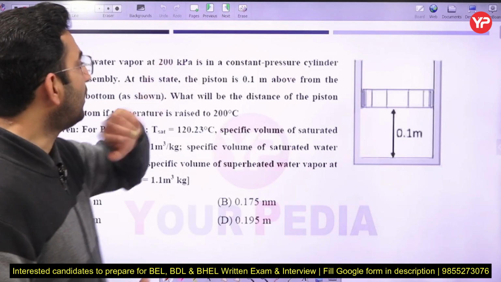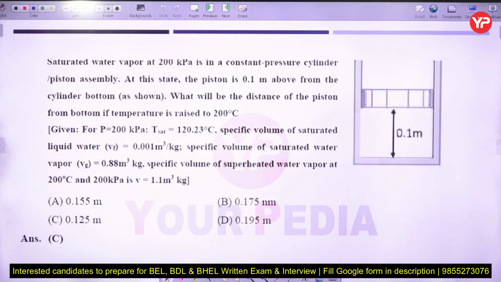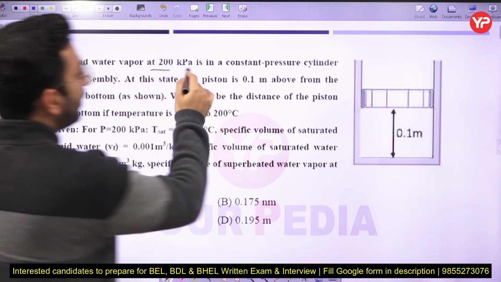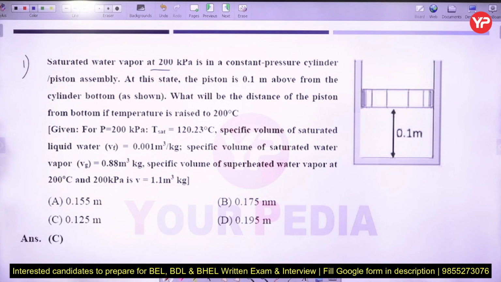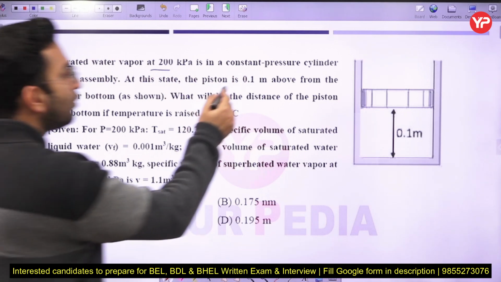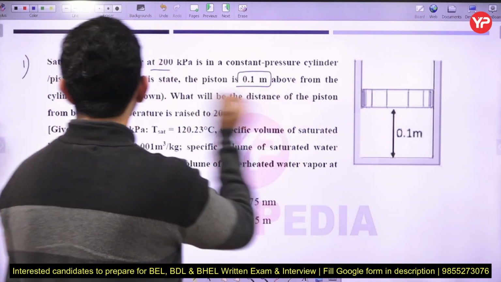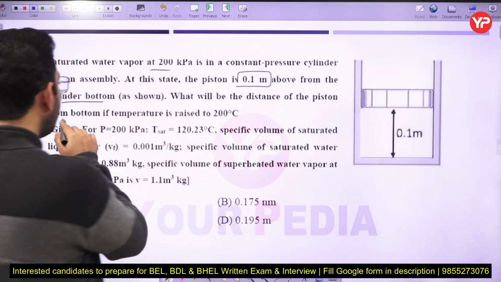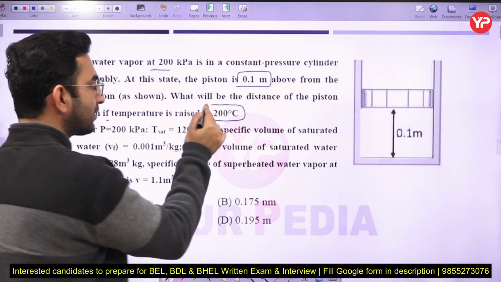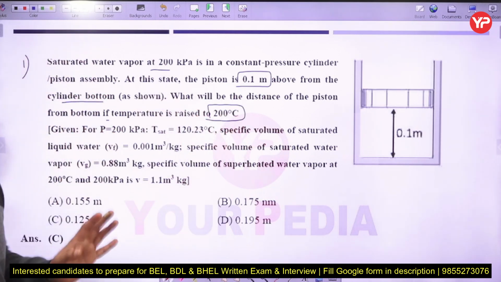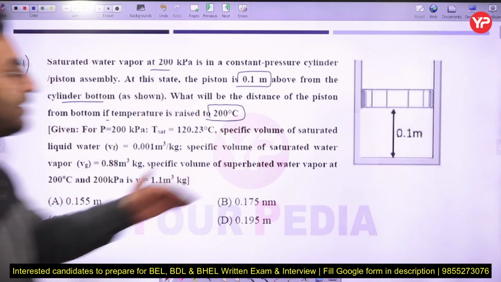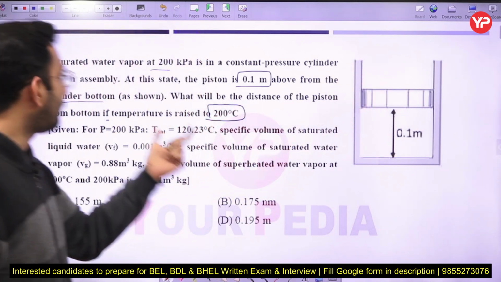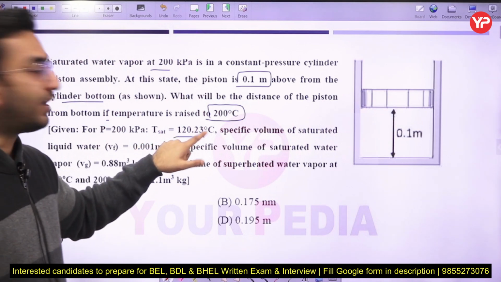Now just see the first question in this series: the saturated water vapor at 200 kilopascal is in a constant pressure cylinder piston assembly. At this stage the piston is at 0.1 meter above the cylinder bottom, as shown in the figure. What will be the distance of the piston from the bottom if the temperature is raised to 200 degrees Celsius? Some data is given, and you have to calculate the final distance of the piston as you increase the temperature from 120.23 degrees Celsius to 200 degrees Celsius.